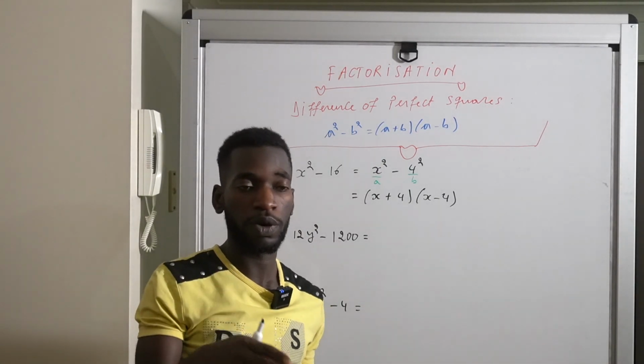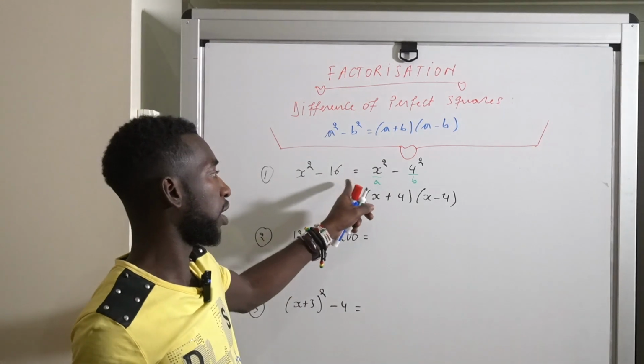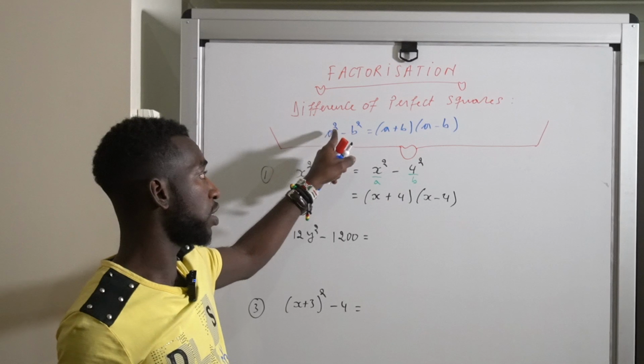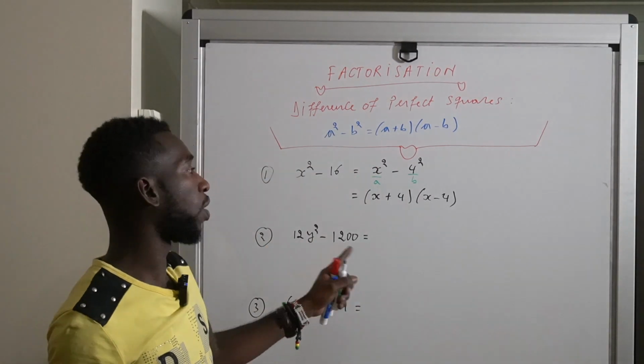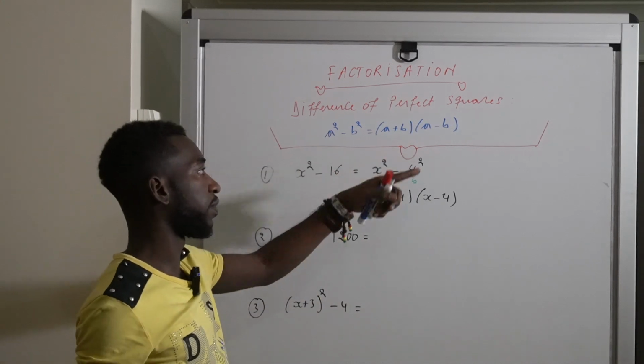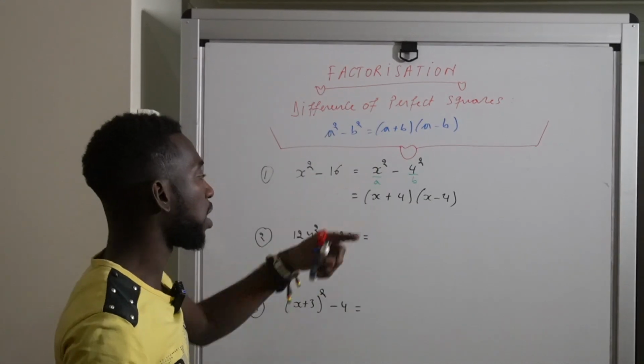If it's not straightforward, then rewrite, transform whatever expression you were given to make it look like a squared minus b squared. And that way it's easy to identify your a and b, and then just apply the formula. It's a plus b factor of a minus b.